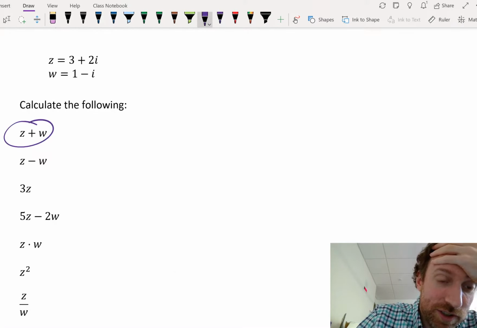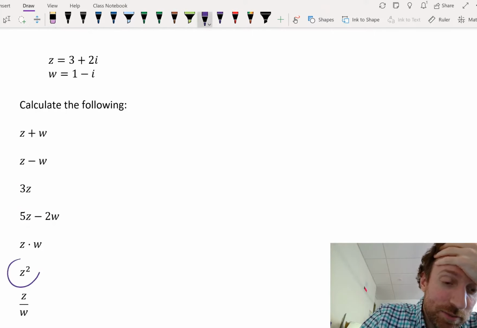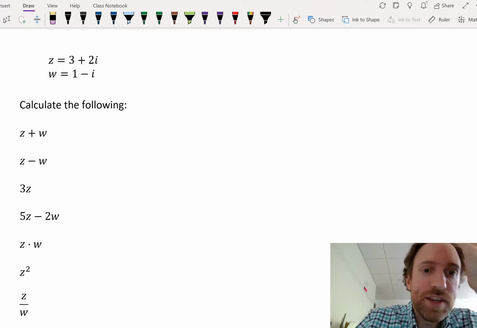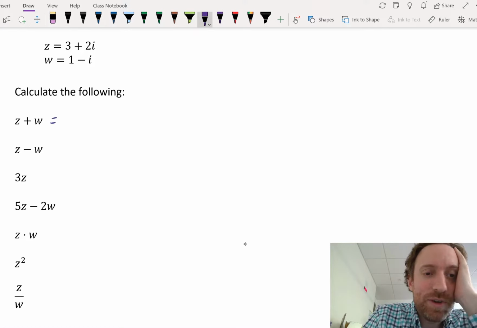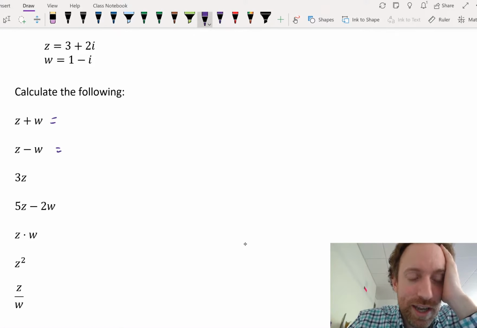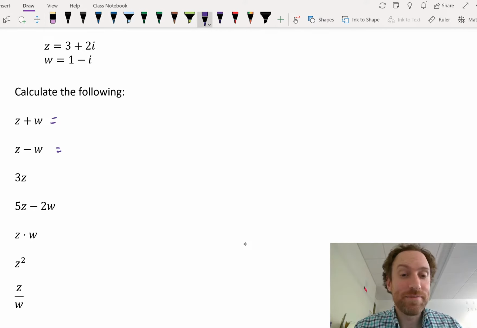We're doing operations with complex numbers. An operation is something like plus or minus. Here we're multiplying a complex number by a real number, 3 times z. Some multiplying two complex numbers, squaring, dividing them, and so on. So what I want you to do right now is try and calculate as many of these as you can. What is z plus w, z minus w, and so on. I'm going to pause the video and you can start calculating. Go ahead and take maybe 5 minutes or so and see if you can make progress. And when you get really stuck, you can unpause and I'll start to walk through these one at a time.